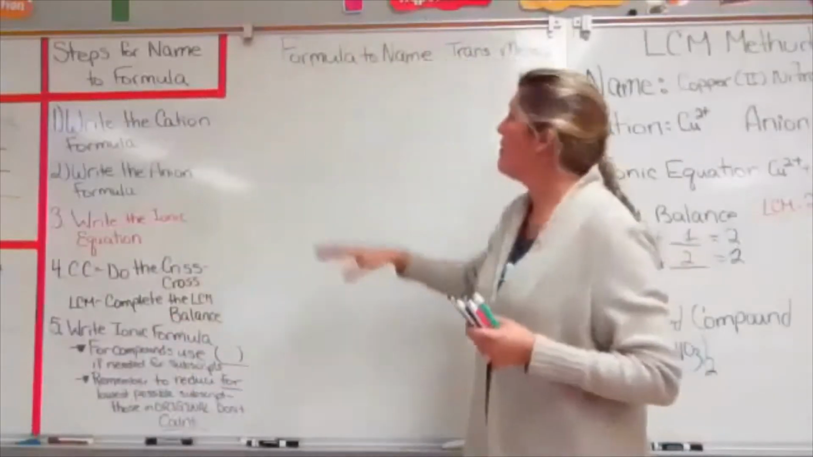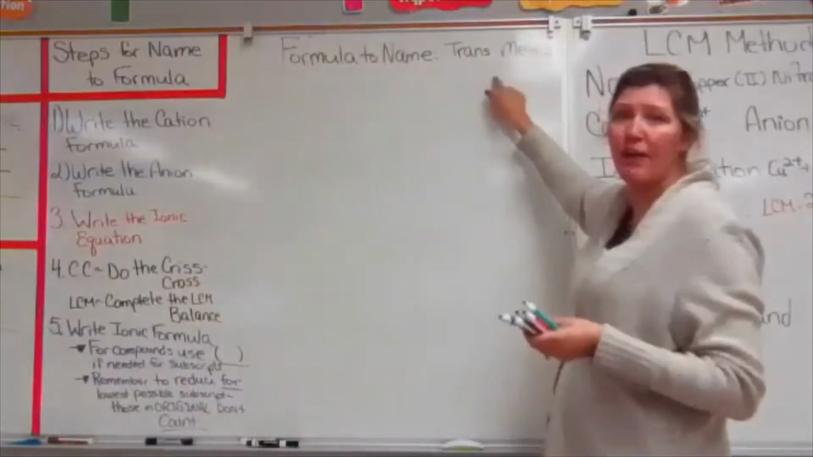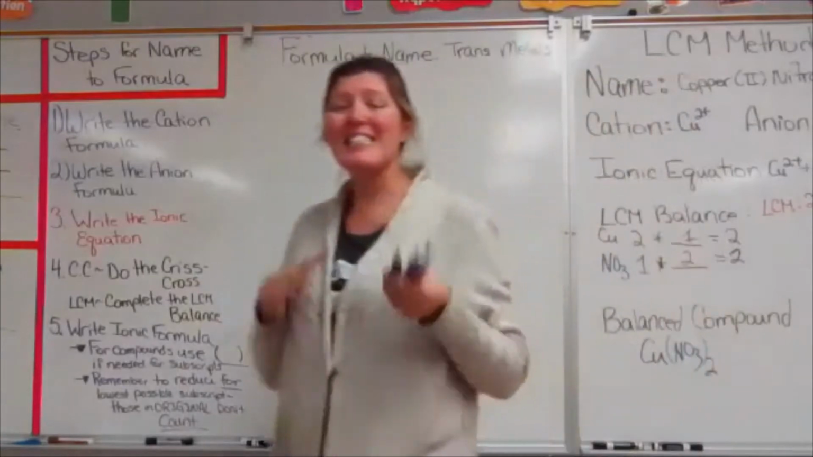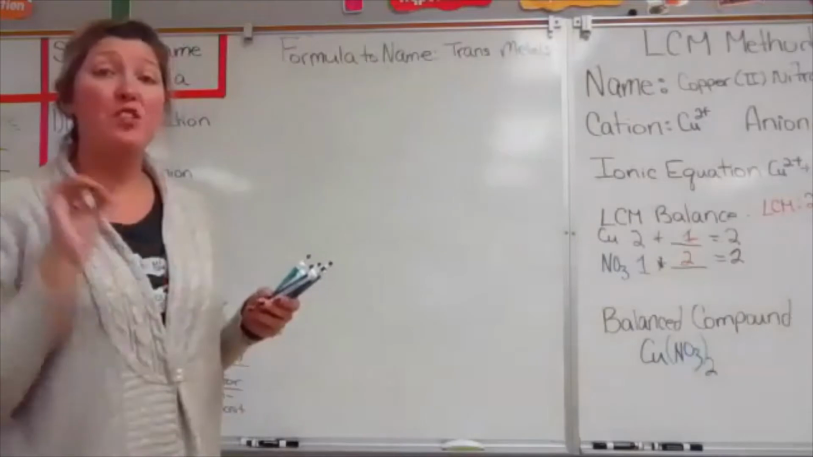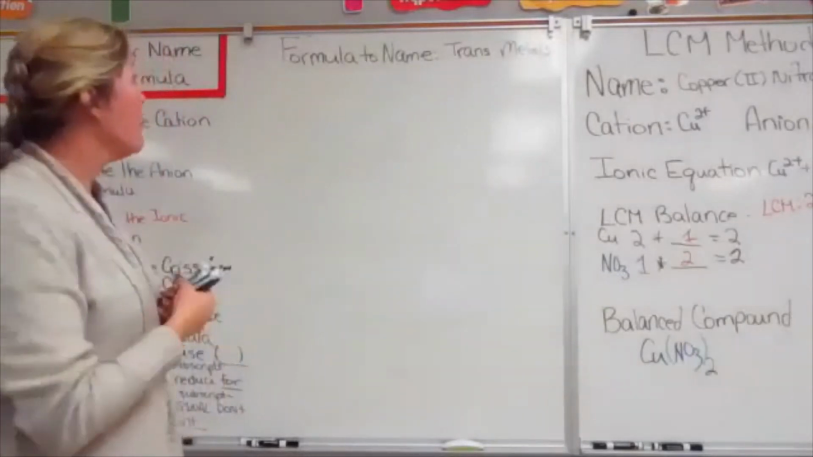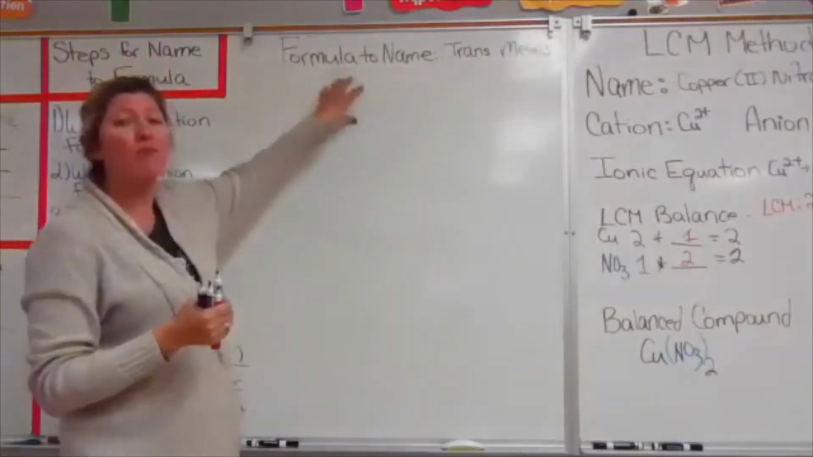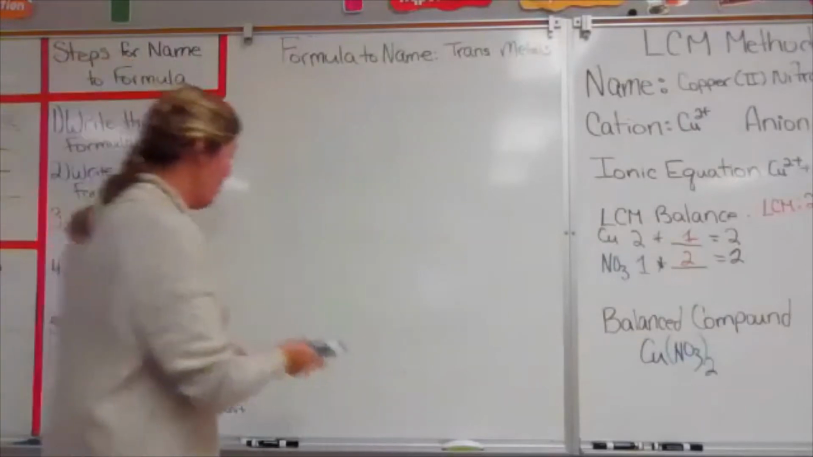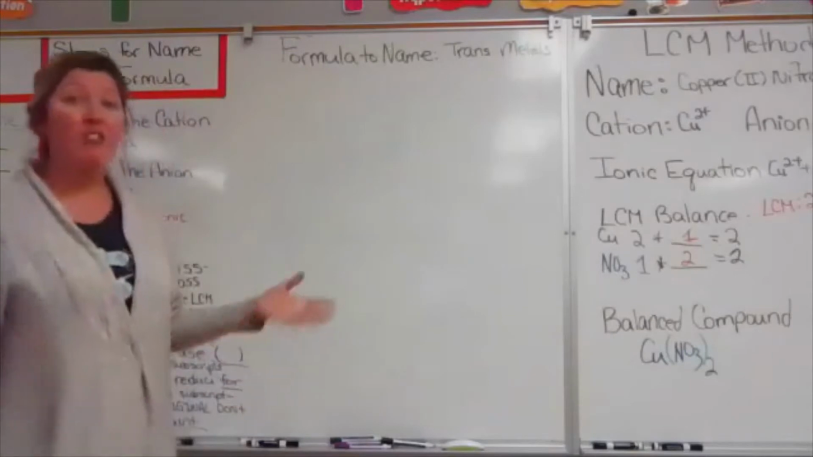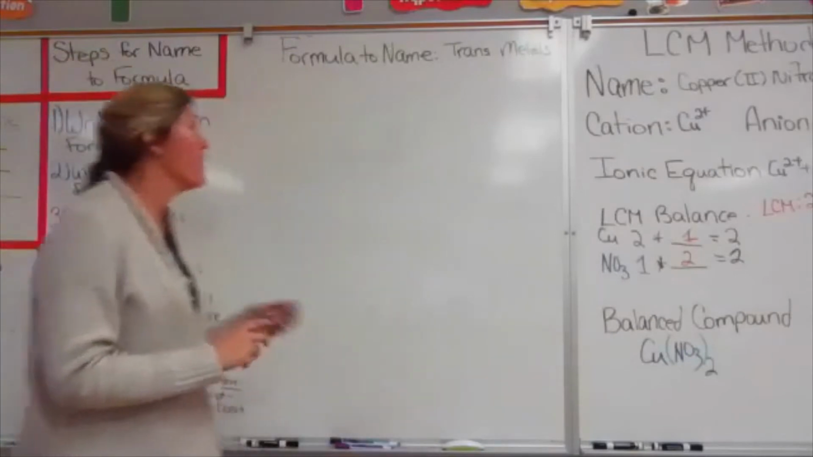Okay, we're going to talk about going from formula to name for transition metals because this is different than you would do for any other formula. So if there's a transition metal or an element 14 or column 14 element, you have to use this method. So first, let's give ourselves an example formula.